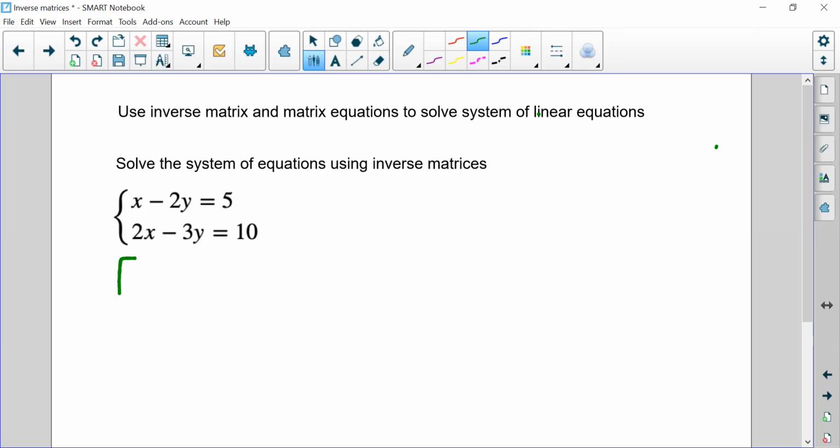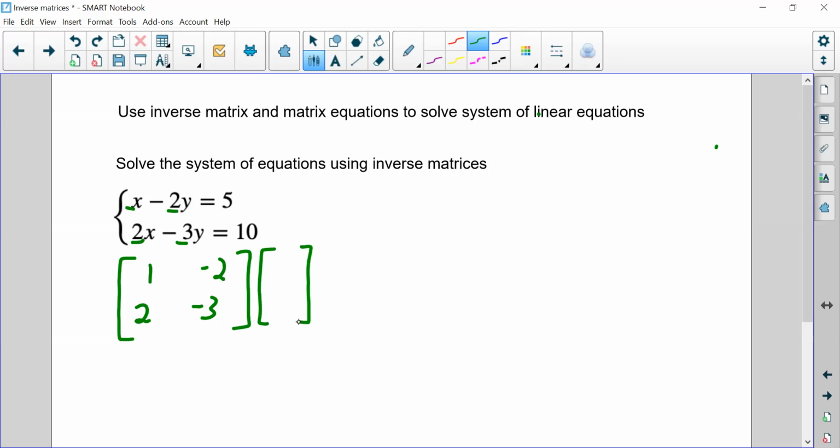So my coefficient matrix is I just take the number in front of each of the variables. So remember, my first equation is going to be my first row, second equation, second row. First column will be all the x's, second column will be all the y's. So this will be 1, -2, and then this 2, and then the -3. That's your coefficient matrix. I took the coefficients in front of each of these variables, and that made my coefficient matrix.